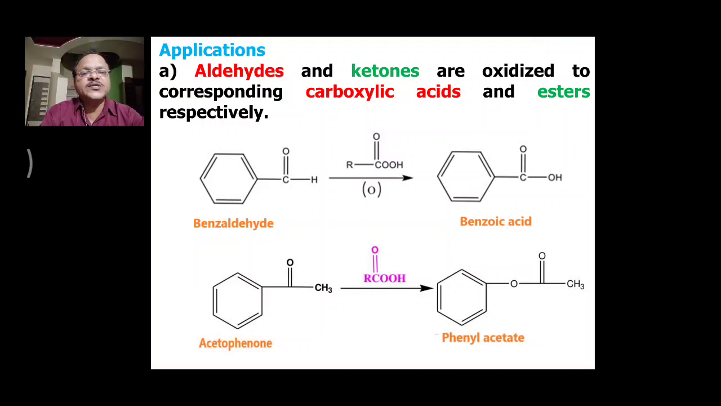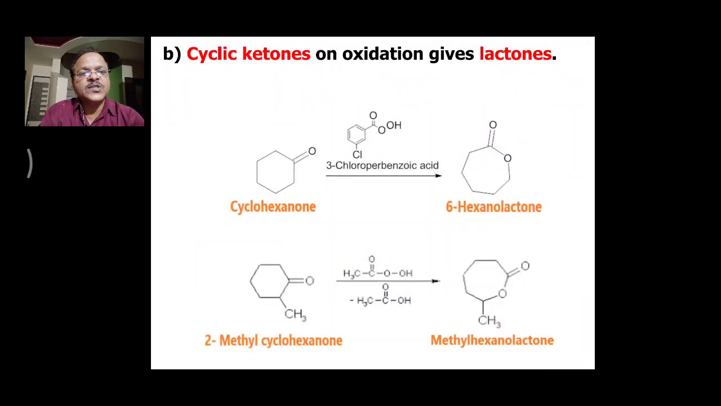Now let us see the applications of the Baeyer-Villiger oxidation. Aldehydes and ketones are oxidized to the corresponding carboxylic acids and esters respectively. If we start with an aldehyde, we can obtain an acid. So this is benzaldehyde. On treatment with peroxy acid, there is formation of benzoic acid. If we start with a ketone, which is acetophenone here, on treatment with peroxy acid it forms phenyl acetate, which is an ester. Another application of the reaction is that cyclic ketones on oxidation give lactones.